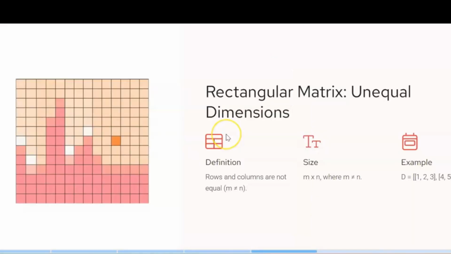This one is the rectangular matrix. A rectangular matrix represents unequal dimensions. The order of the matrix is m by n, where m and n won't be the same. It represents a rectangular figure. When you take that particular matrix, it can be seen as a rectangle. For example, 3 by 2 can be a rectangular matrix. In that manner you can write. An example is given here, but this has to be represented in 2 rows. This is the first row and this is the second row.